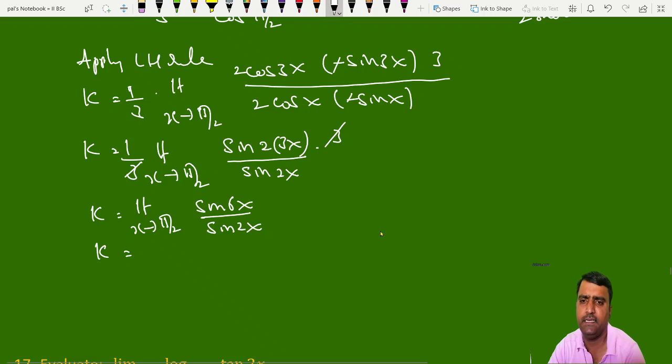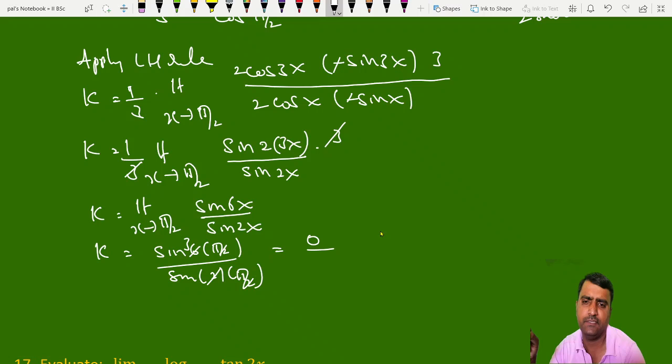So if you apply the limit, it is sine 6 into pi by 2 by sine 2 into pi by 2. 2 ones are 2, 2 threes are 6, so sine 3 pi, sine 3 pi is 0, sine pi is 0, which is indeterminate. Again apply L'Hospital rule. Apply L'Hospital rule to this.